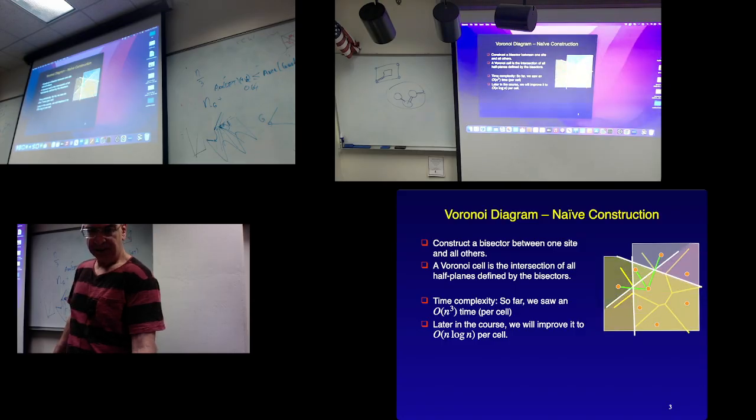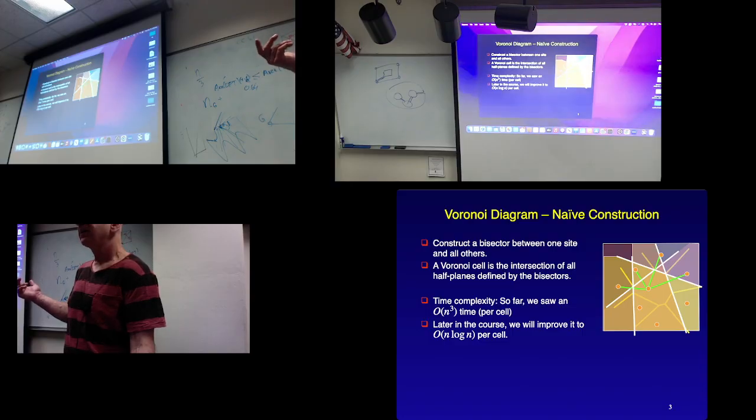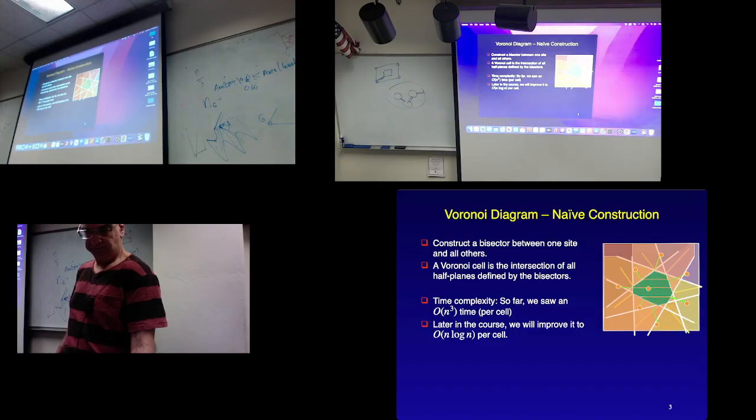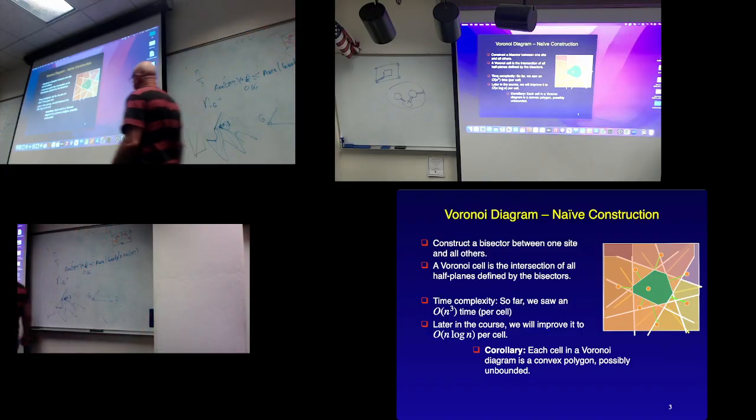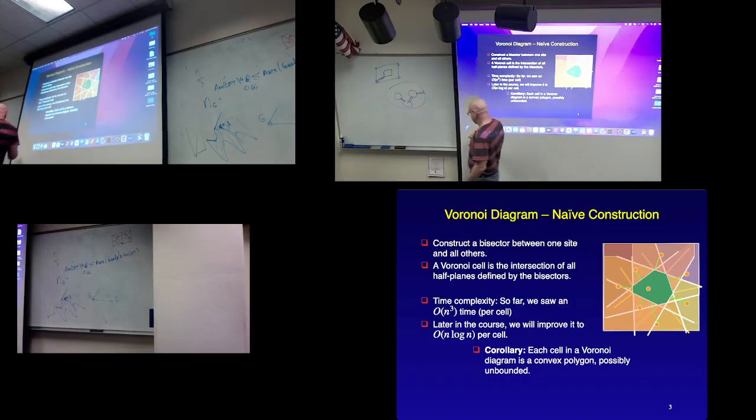So that means the intersection can be computed, and the byproduct is that every cell is convex. And if it's convex, it's also connected. That is, I don't have cells that don't have hospitals inside them. Here is a cell: it's convex, and possibly it's unbounded.